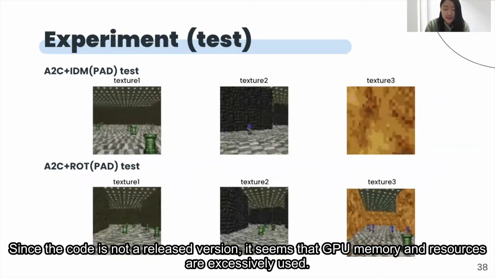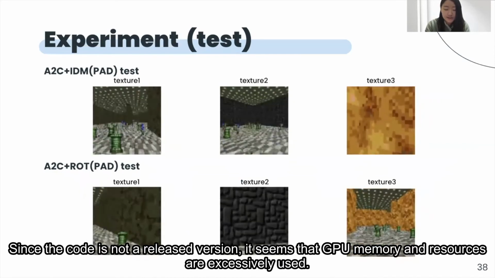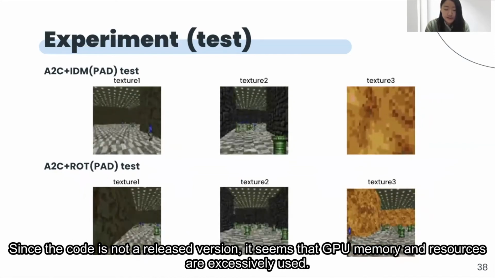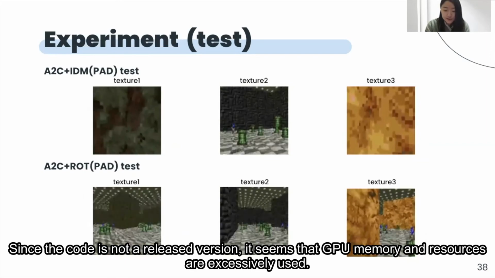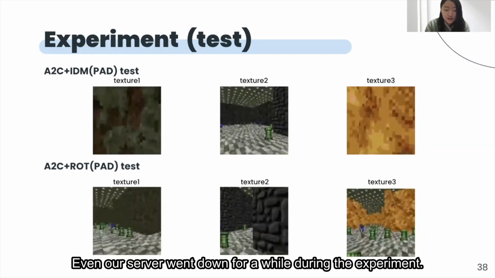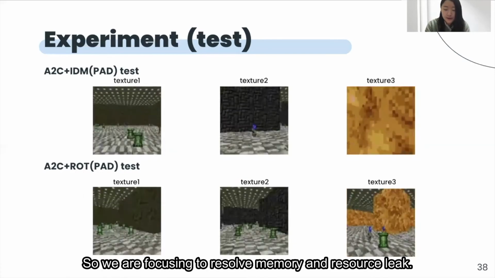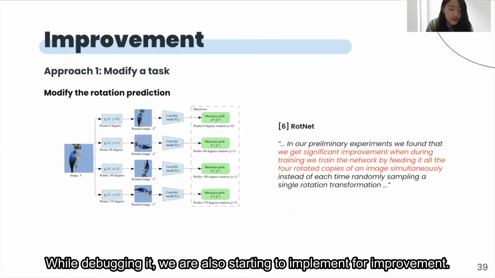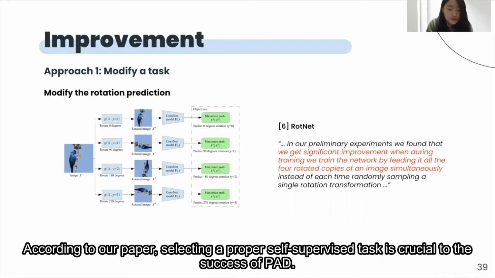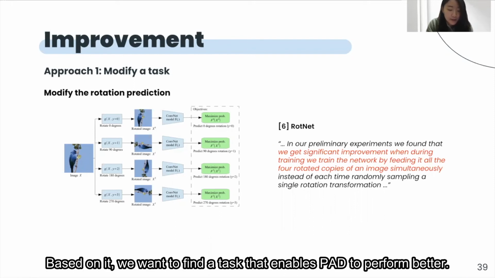Since the code is not a released version, it seems that GPU memory and resources are excessively used. Even our server went down for a while during the experiment, so we are focusing on resolving the memory and resource leak. While debugging it, we are also starting to implement improvements. According to the paper, selecting a proper self-supervised task is crucial to the success of PAD. Based on it, we want to find a task that enables PAD to perform better.